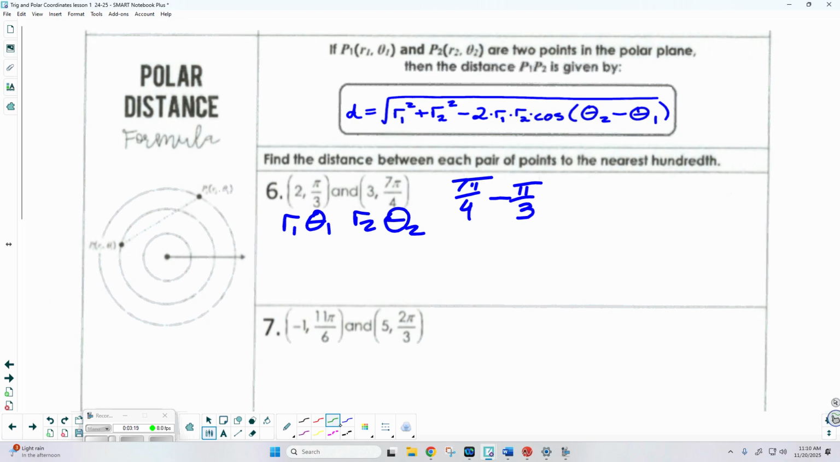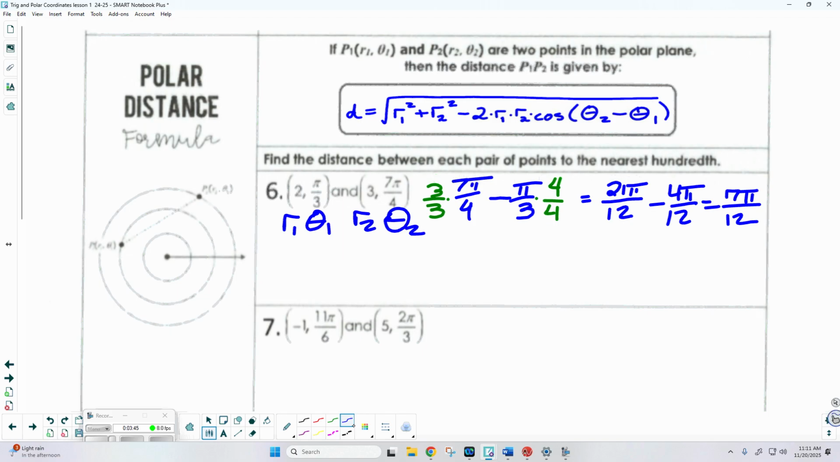And what's my common denominator? 12. So I have to multiply this by 3 over 3, and this by 4 over 4. It looks like I'm getting 21 pi over 12 minus 4 pi over 12. So the difference of my angles is going to be 17 pi over 12.